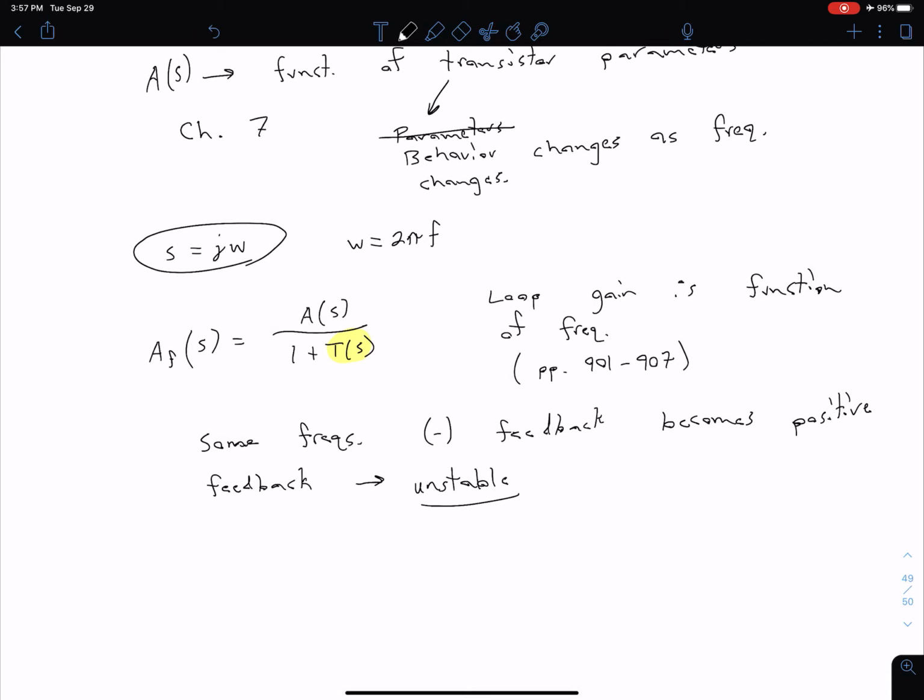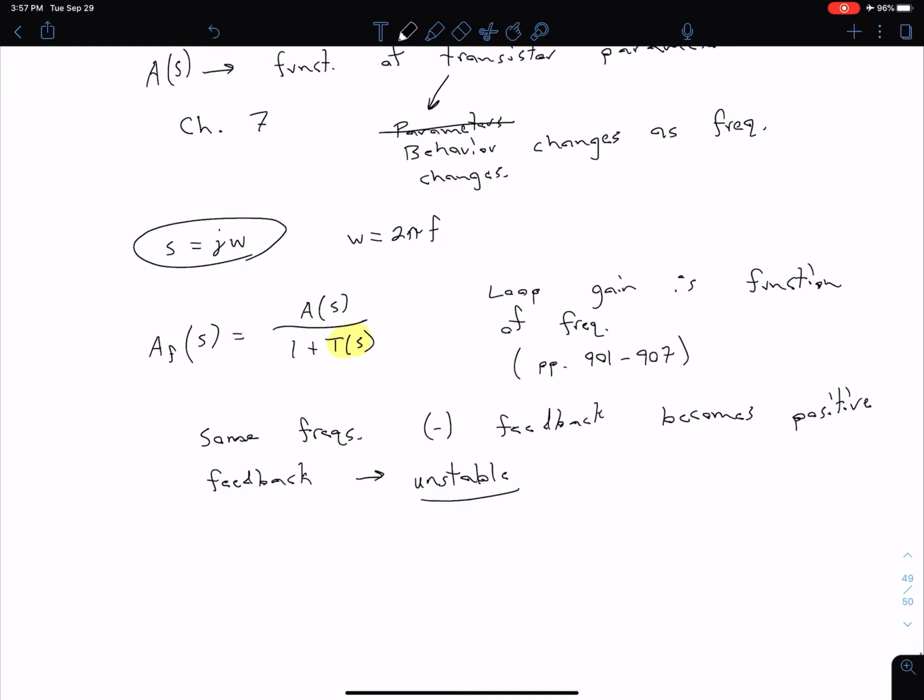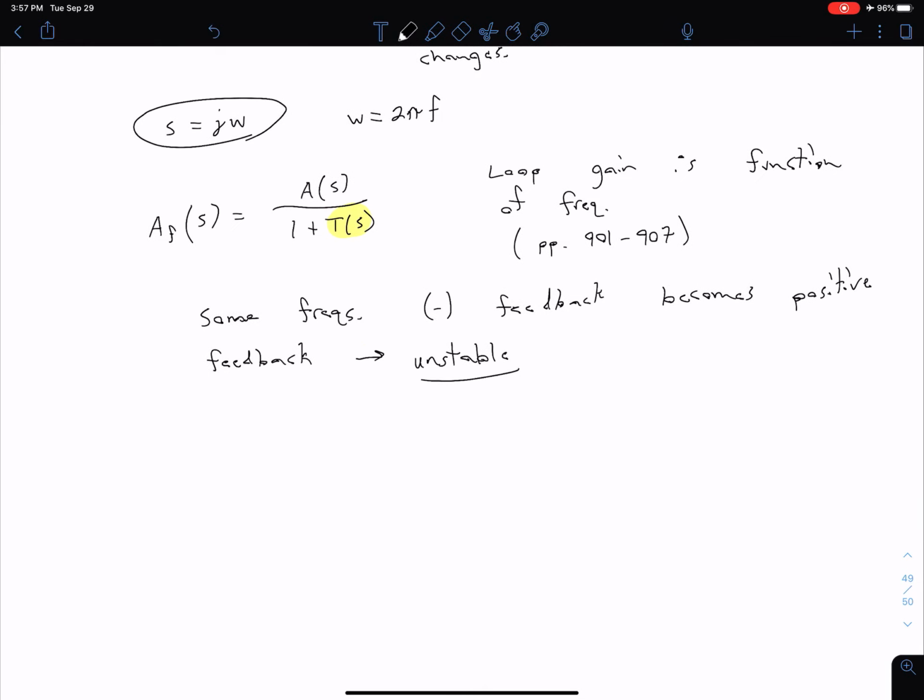And so we want to investigate more closely this loop gain function. If we get a better idea of the frequency response of this loop gain, T of S, then we can better understand how our circuit is going to behave with frequency and when it's stable and when it's not stable. So let's take a closer look at that right now. And then in some later videos, we're going to look at specific systems and figure out what their loop gains are.